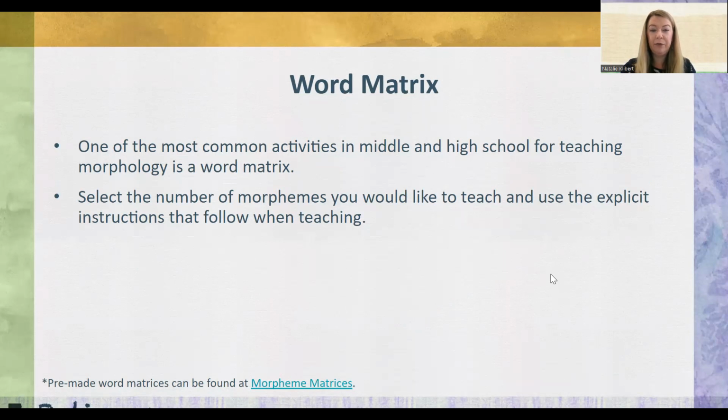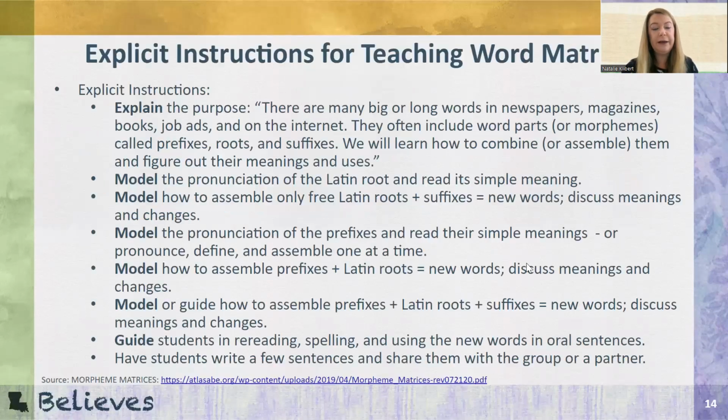You want to select the number of morphemes you would like to teach, and you want to use explicit instructions that follow when teaching. I'm going to walk through that next. It's really important. I think in middle and high, we assume that students don't need as much, maybe that direct model. We want them to be more independent. And a lot of students have not had fluid practice with this. So they really need to see what it looks and sounds like before they're doing it independently on their own. Okay, so explicit instructions for teaching these matrices.